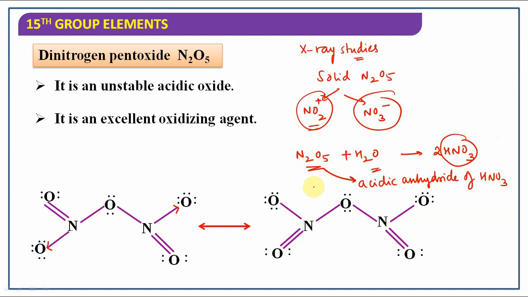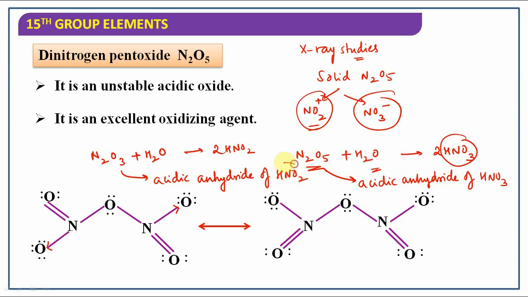If I take N2O3 and dissolve it in water, it gives nitrous acid. That's why N2O3 is the acidic anhydride of nitrous acid, whose formula is HNO2. Is it clear for you?